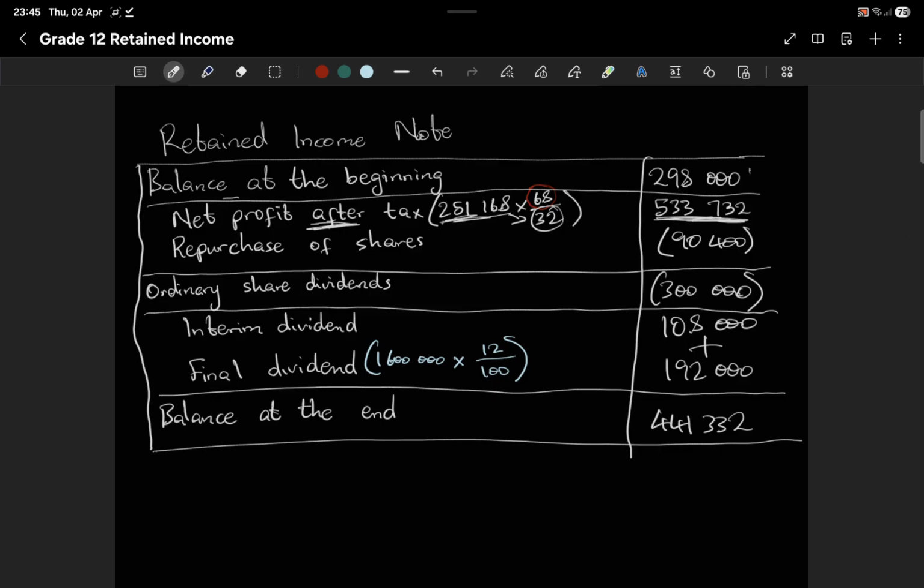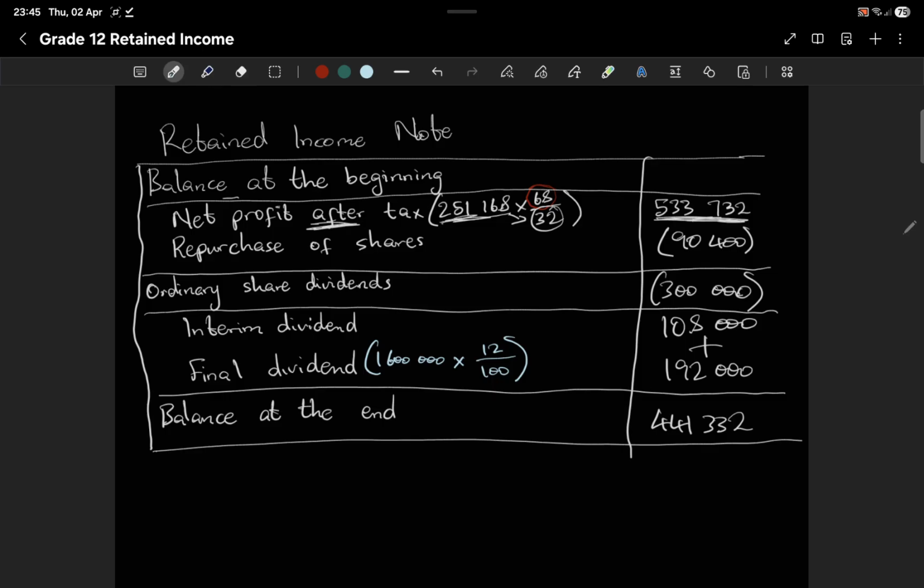Then the final answer is the sum of all of these columns. The balance at the beginning, you add the net profit after tax, you minus the repurchase of shares, minus the ordinary share dividends, then you get the answer, the balance at the end. But sometimes they can give you a balance at the end and not give you the balance at the beginning. So let me show you how you deal with this one.